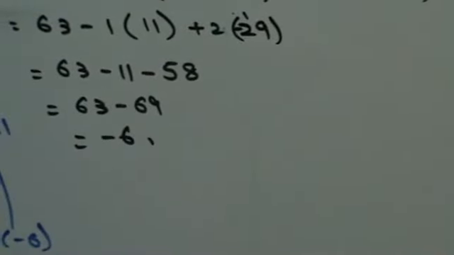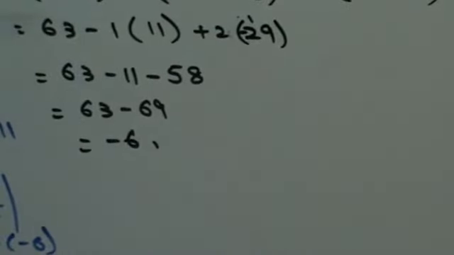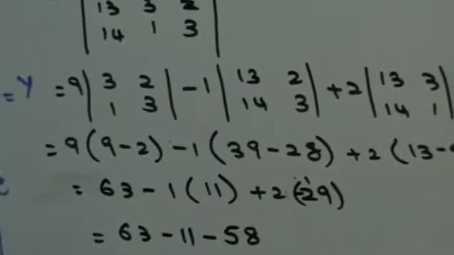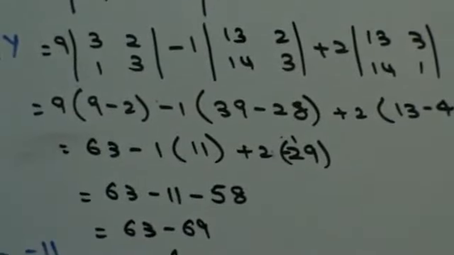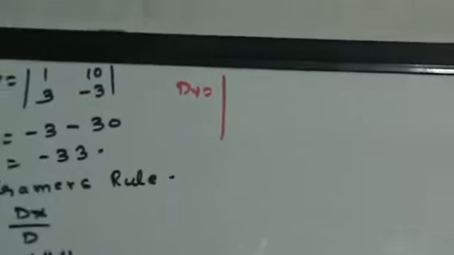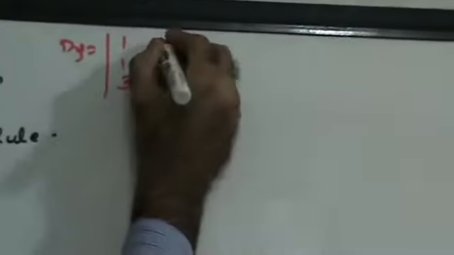This is 63 minus 69. Minus 6, right? Once I get dx, then I need to find out dy. How will I find out dy? In your determinant d, substitute the y coefficients with the right hand side. If I substitute the y coefficients with the right hand side, I'll get dy is equal to 1, 13, 14, and 9, 13, 14, and next is going to be 2, 2, 3.